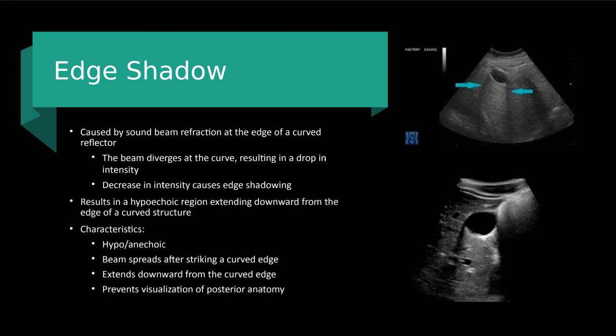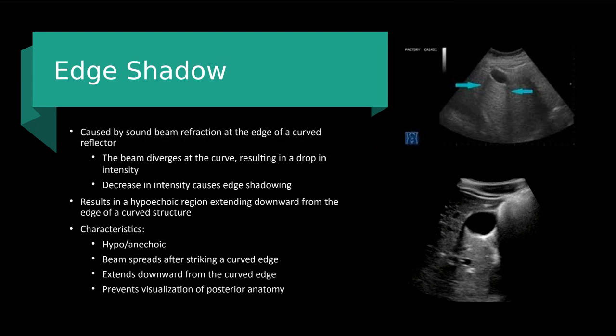So pretty self-explanatory in those pictures, both of the gallbladder. It's kind of really the only rounded structure that we look at. So it's really the only thing that we're going to see creating any type of edge shadowing, unless we're looking at a huge liver cyst or a kidney cyst. It's really the only natural organ that would create edge shadowing.